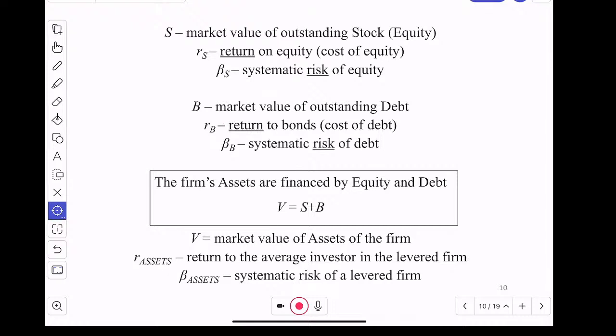But what if an investor is part stockholder and part bondholder, and although they could be invested in a different proportion than the firm is financed by stock and debt, we're going to talk about the return to the average investor in the firm. So this represents the return to assets, or return to an investor that's partly invested in stocks and partly invested in bonds in the same proportions as the firm.